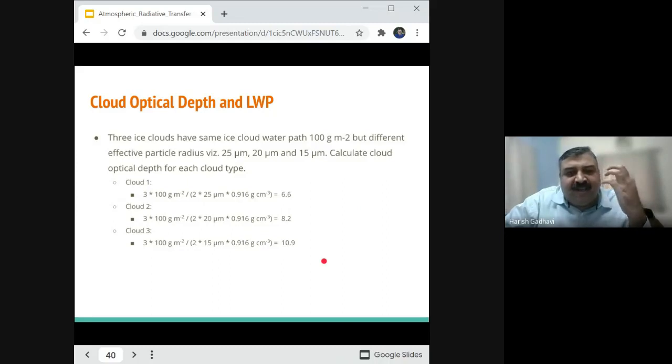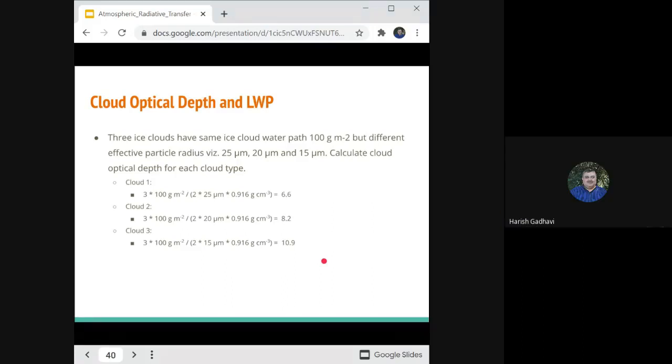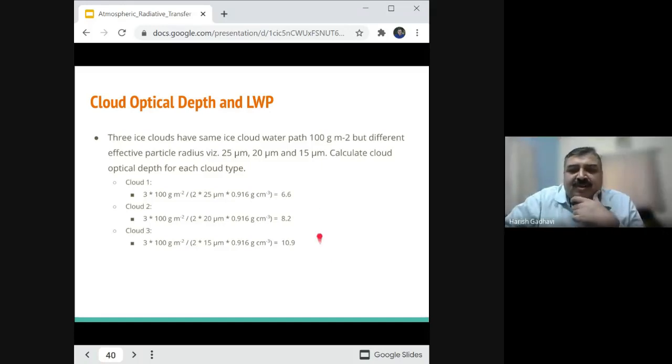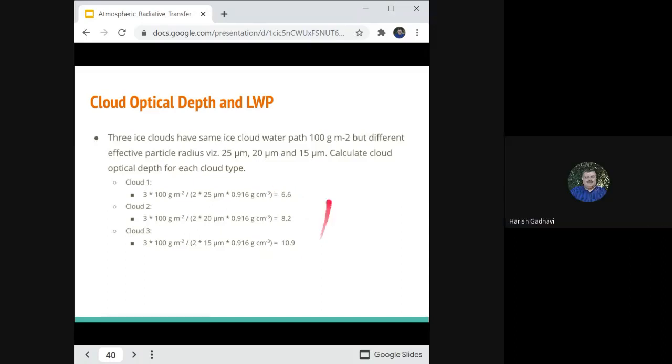That is the point very central to something called the indirect aerosol effect. You will come to know about one of the very challenging topics in climate science, why we are not able to predict climate accurately, why there is so much uncertainty in predicting climate, because of this indirect effect. Now you have the same amount of water in the atmosphere, but because your particle sizes are different, you have different optical depth. So which cloud will scatter more radiation out of these three clouds? 15 micrometer.